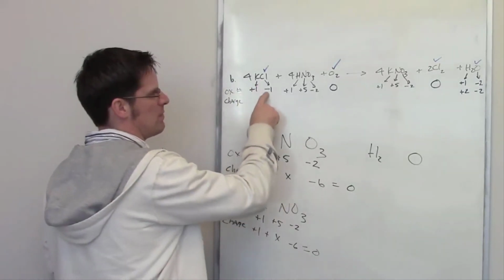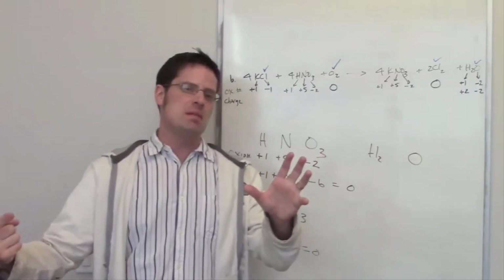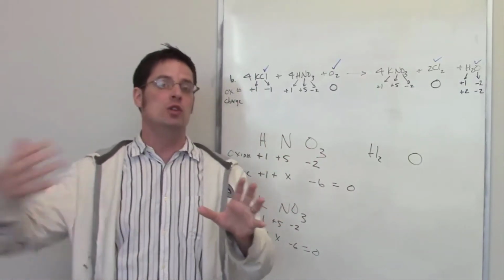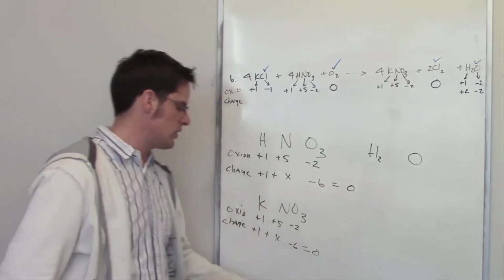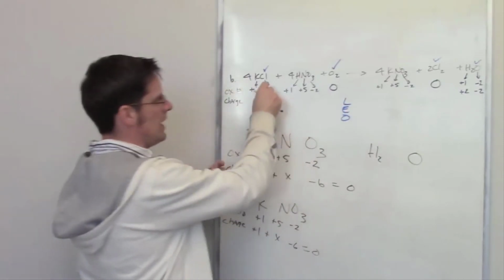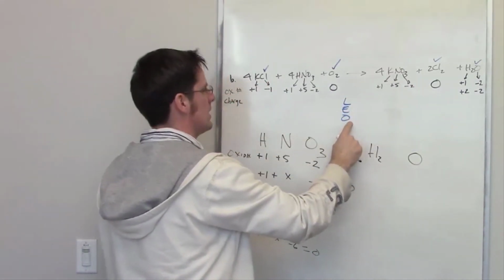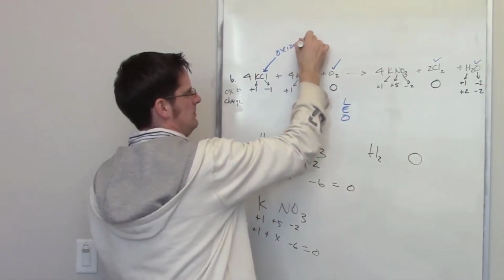So let's take a look at our two changers. I've got chlorine going from -1 to 0. Going from a negative number to 0, I'm becoming more and more positive. How does a chlorine become more and more positive or lose negativity? By losing electrons. I lose electrons to become more positive. I lose electrons, that is oxidation. So this chlorine right here has been oxidized.